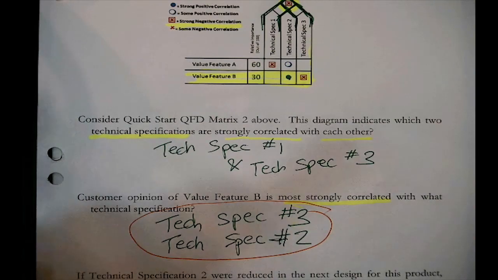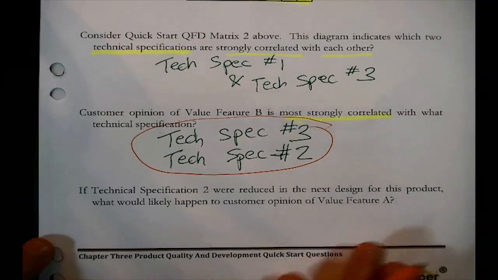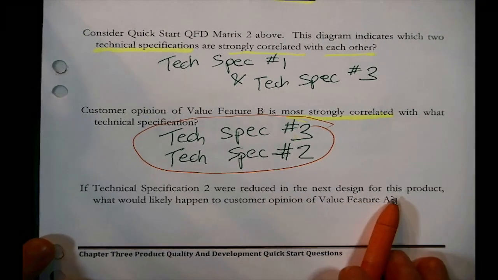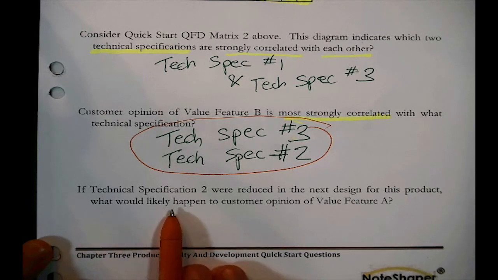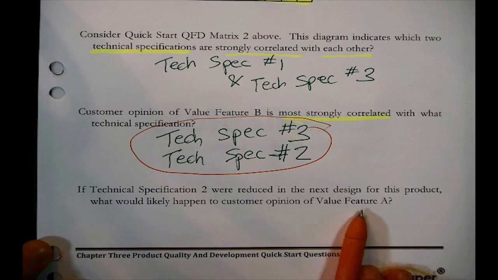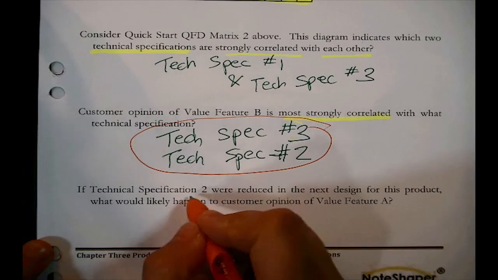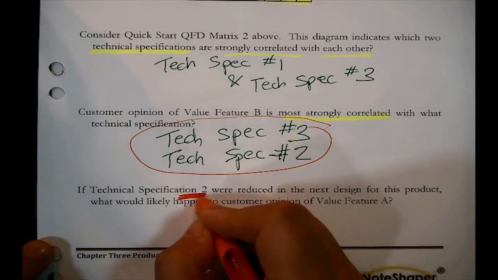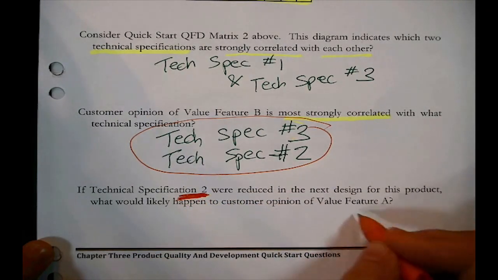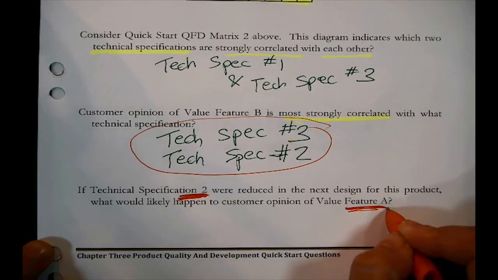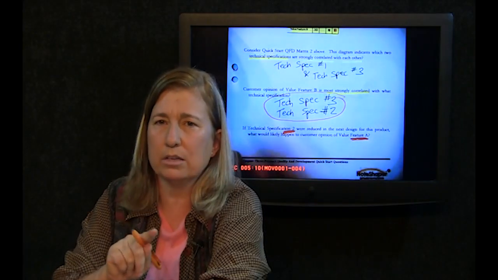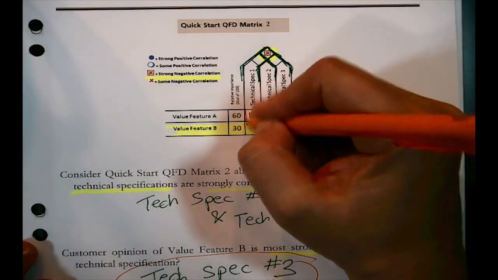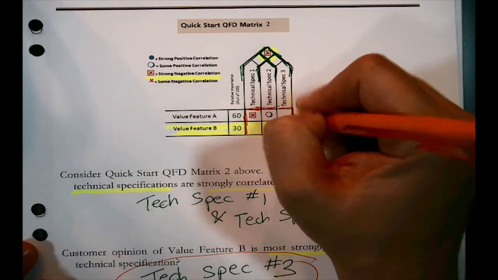Okay, now third question. If tech specification 2 were reduced in the next design for this product, what would likely happen to the customer opinion of value feature A? All right, to answer this question, I've got to note the two ends of it. They're talking about changing tech specification 2, and they're asking what's going to happen to value feature A. You know what that is? That's a certain spot on the relationship matrix. I have to find that particular spot. This is the relationship matrix.